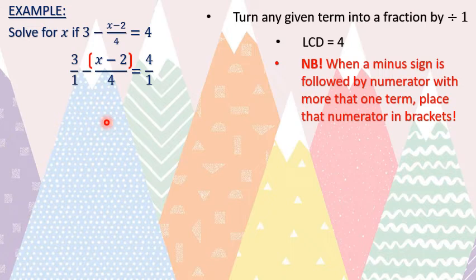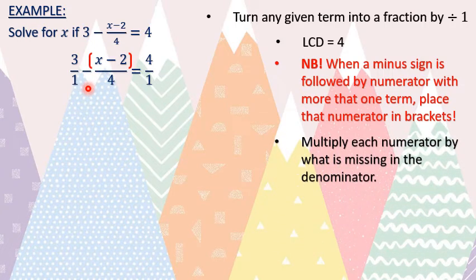So even if this is a plus sign in front of the fraction and you put a negative in front, you're welcome to do that because it won't change your answer, but it is essential that you do it when there's a minus in front. So now we're going to multiply each numerator by what's missing in the denominator. If I wanted to convert this denominator into a 4, I would have to multiply by 4. What you do at the bottom, you do at the top.